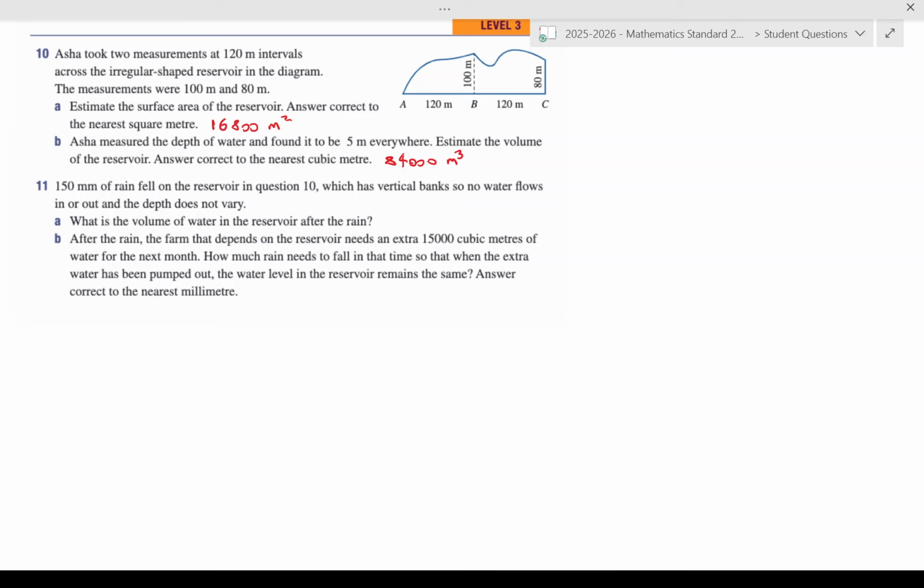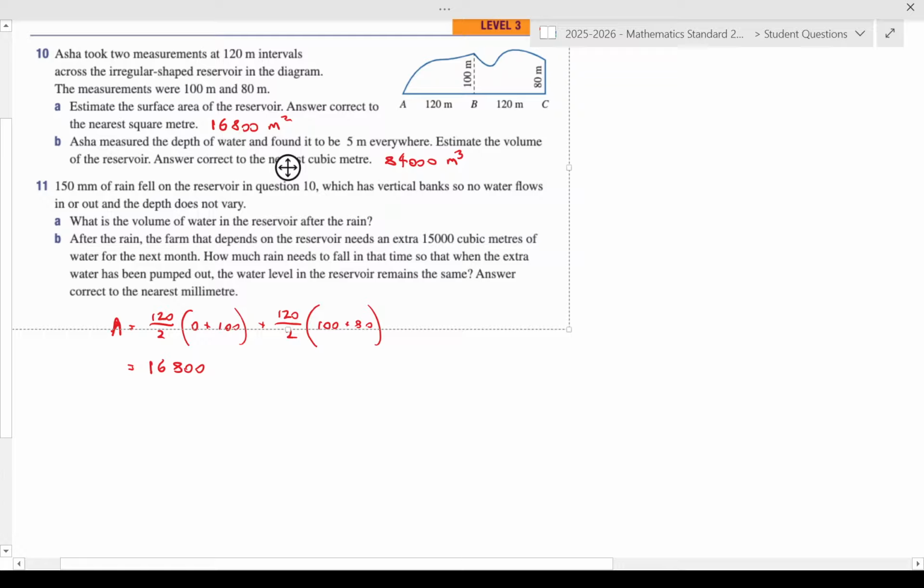Now, you did ask about question B, so I assume you did question A all right, but I'll do it now just so that we're on the same page. So to do question A, you used the trapezoidal rule twice. So you had the width is 120, and then the first length and the last length was 0 and 100. And then obviously you're doing that with the second application as well. And that was 100 and then 80 were your two lengths. So you put it into the trapezoidal rule formula and you will get 16,800 meters squared. So that's how you did 10A.